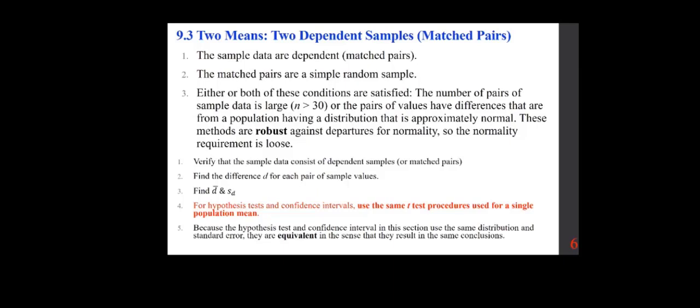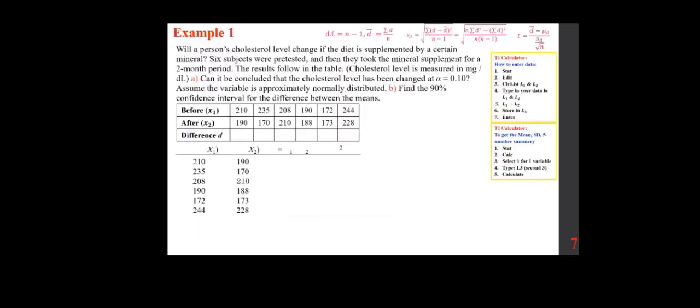Let's look at a simple example. Cholesterol level change if the diet is supplemented by a certain mineral. 6 subjects were pre-tested and then they took the mineral supplement for a 2-month period. The results follow in the table. Can it be concluded that the cholesterol level has been changed at alpha equals 0.10? Assume the variable is approximately normally distributed, and B, find the 90% confidence interval for the difference between the means.